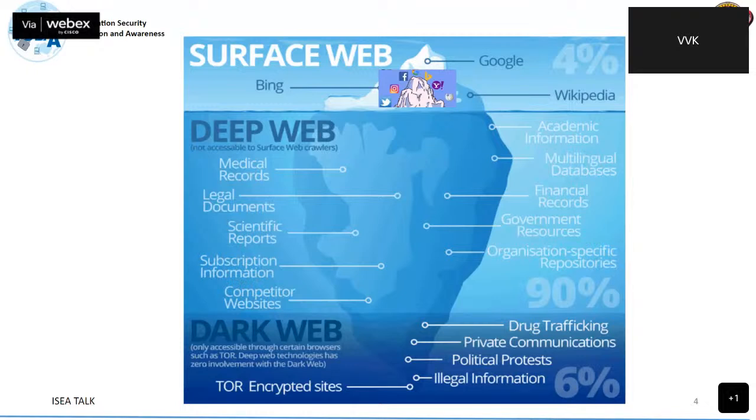And the remaining 6% of data is there in the dark web. And this cannot be accessed through our regular browsers. You need to make use of something like Tor or other deep web technologies. So normally, most of you must be aware, all the illegal information or some private communications or drug trafficking, all this stuff is said to be there in the dark web.